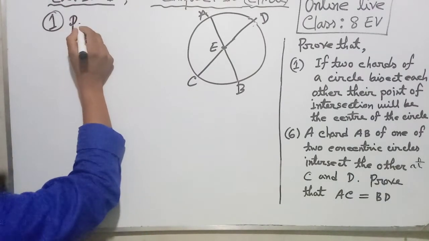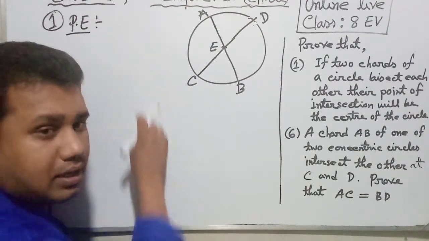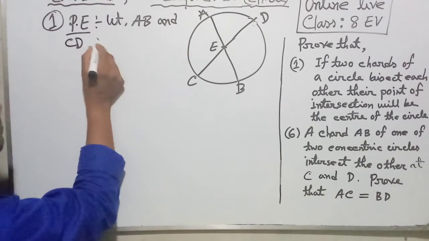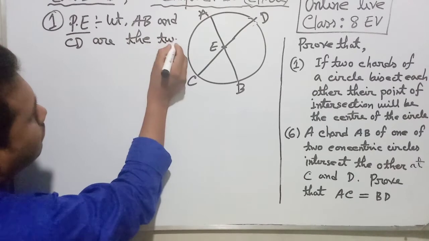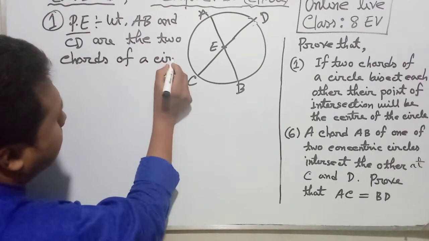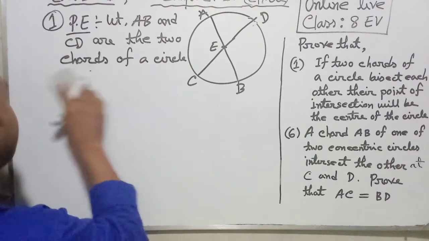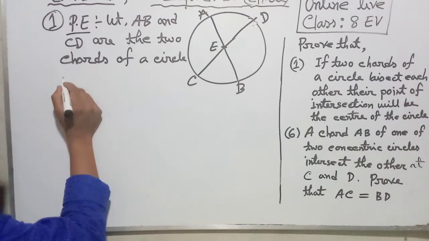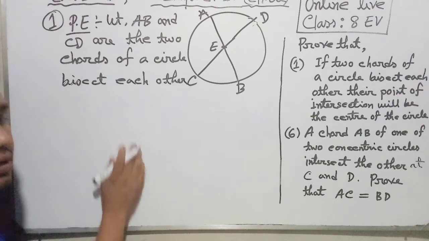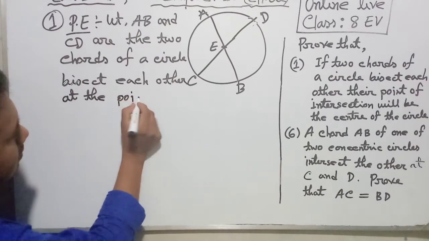So we can write at first the particular enunciation. This is the short form, but you have to write the full form. Clear? Particular enunciation. Now let AB and CD be two chords of a circle that meet, or rather we can say, bisect each other. They bisect each other at the point E.